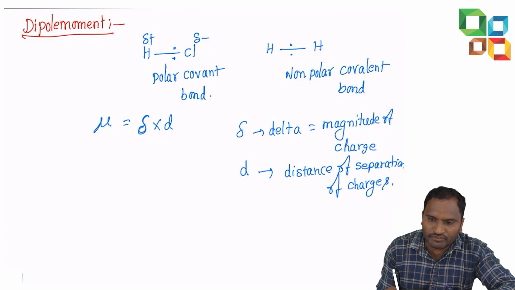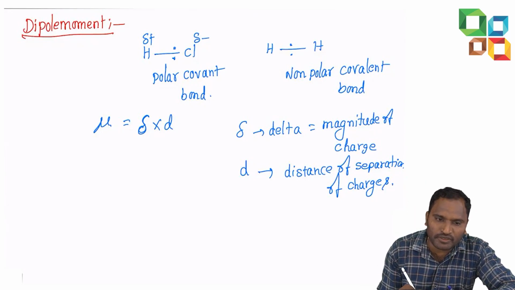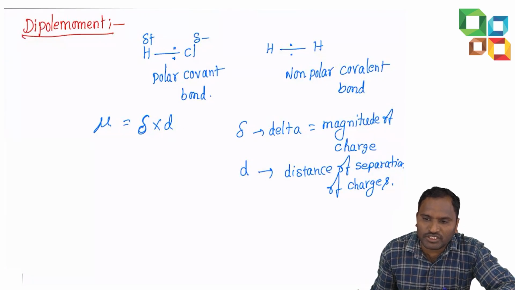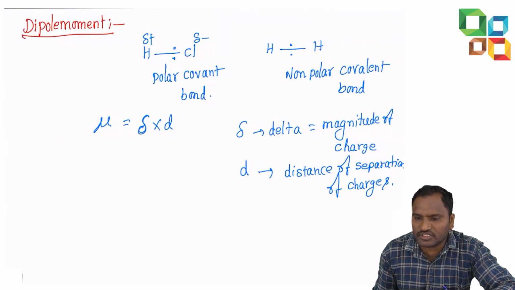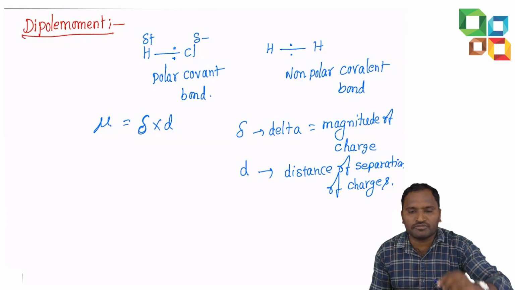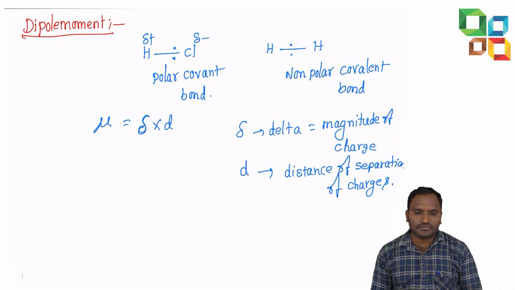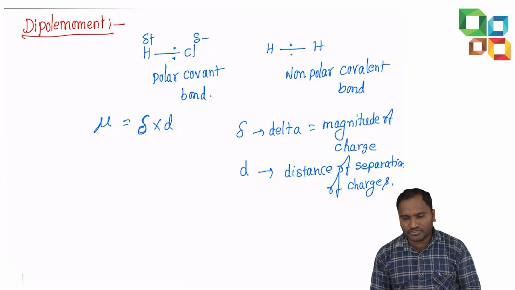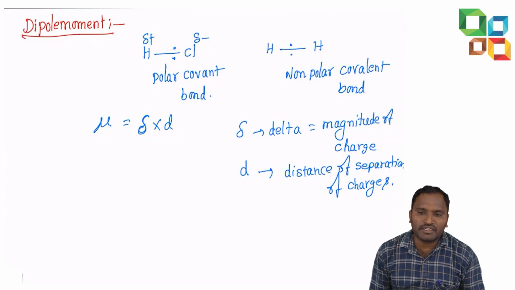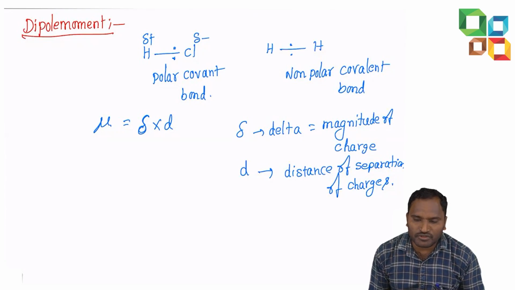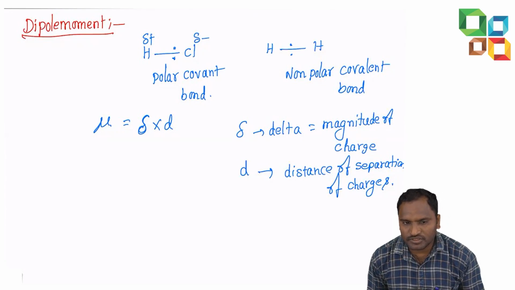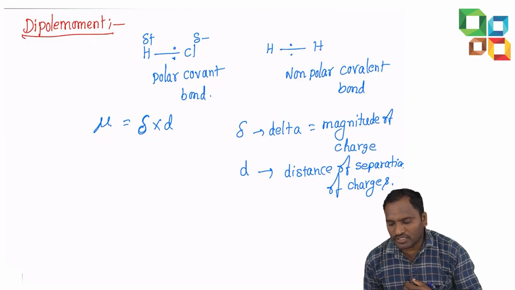So how can we define this one, students? It is the product of the magnitude of charge and the distance of separation of charges. Write the definition, students. It is the product of magnitude of charge and distance of separation of charges. If they give both, you have to find out the dipole moment.